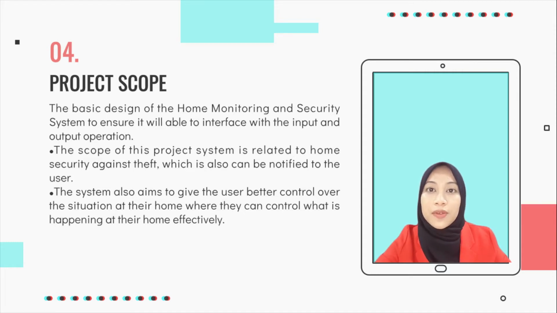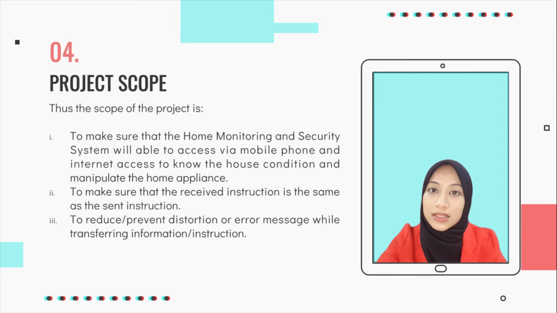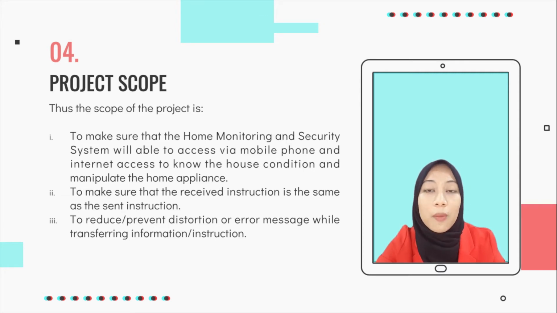The system detects theft through a motion sensor. Besides that, the system also aims to give the user better control over the situation at their home, where they can control what is happening at their home effectively. This is done by the use of the PIR sensor to control certain electrical appliances. Thus, the scope of this project is to make sure that the home monitoring and security system will be able to access via mobile phone and internet access to view the house condition and manipulate the home appliances.